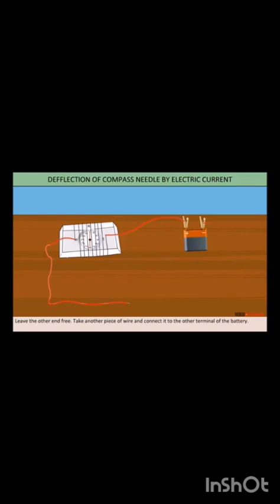Take the tray from inside a discarded matchbox. Wrap an electric wire a few times around the tray. Place a small compass needle inside it. Now, connect one free end of the wire to the terminal of a battery. Leave the other end free. Take another piece of wire and connect it to the other terminal of the battery. Insert the free ends of the wires into a half-cut potato and observe.